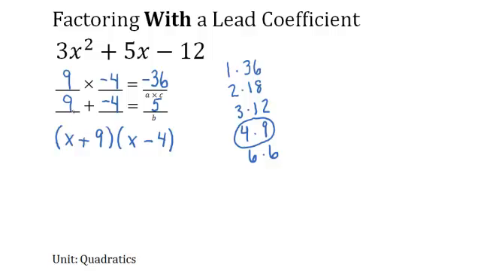So what do we do with these? Well, the first thing we do is we take the lead coefficient and we divide both of these constant terms in the binomials by the lead coefficient. And if possible, we reduce. And if we're able to reduce, then this binomial is a factor of our original quadratic. Now what if we can't reduce?